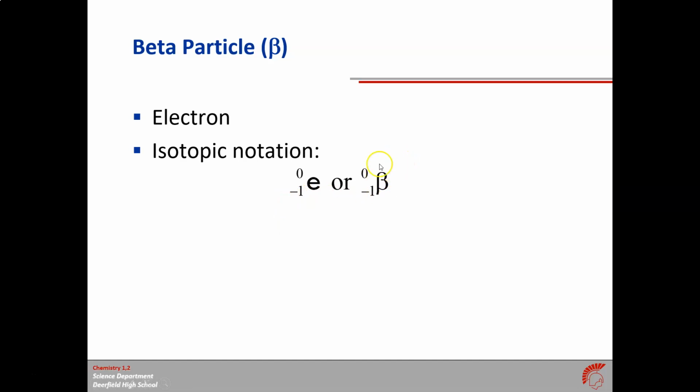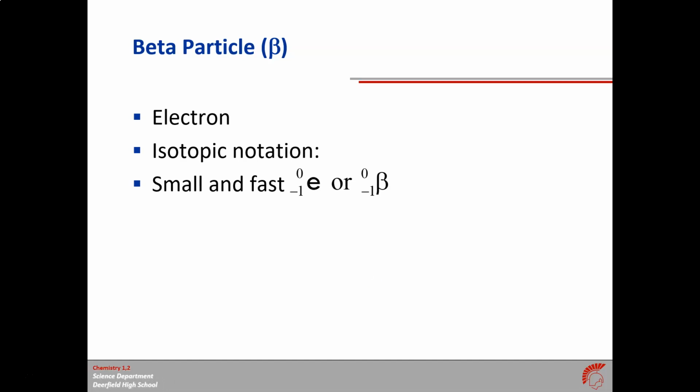So instead of putting the charge up here when we do nuclear decay, we're going to account for the fact that it's an electron by putting a -1 down here. And electrons have no charge. Notice the beta in the Greek letter is very cursive looking. Again, in class I can show you how to draw it by hand.